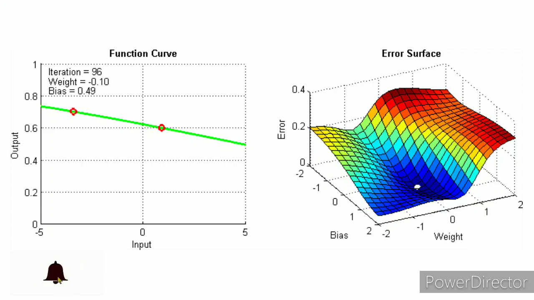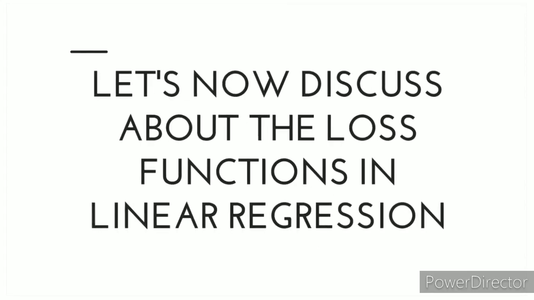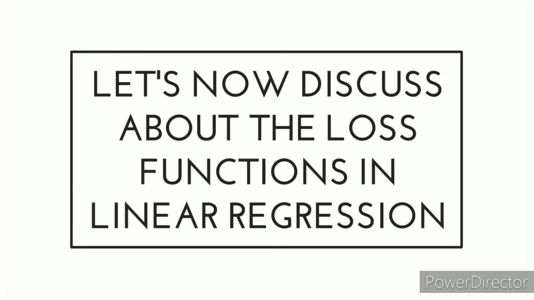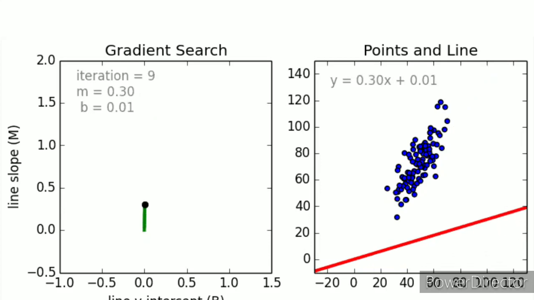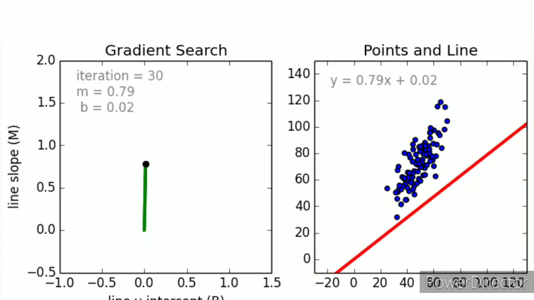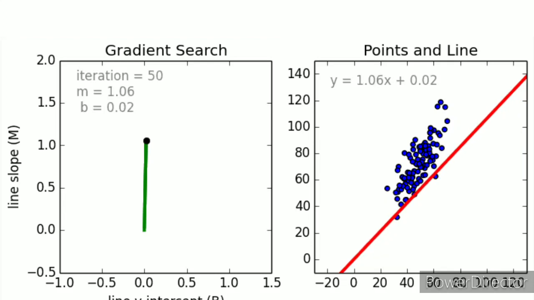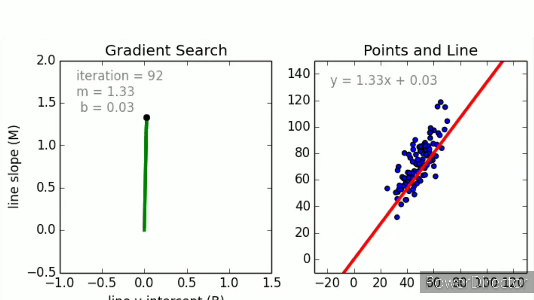Let's now discuss the loss functions in linear regression. So we feed the input features in linear regression. And then the model follows the training process using gradient descent to find the best linear combination of input features to predict the output variable. It is an iterative process which follows steps.